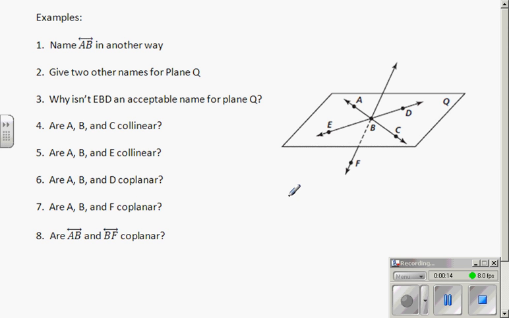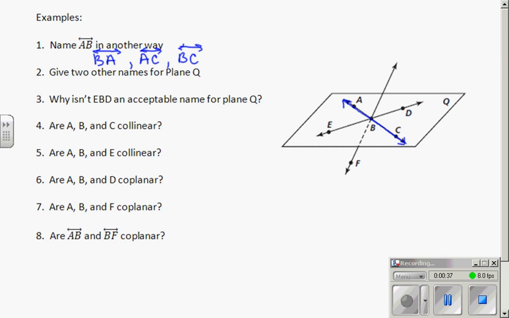So naming AB in another way, here is line AB, and you can name AB in a multitude of ways. You could call it line BA. You could use another point on the line and call it AC. You could call it BC, and there are others.